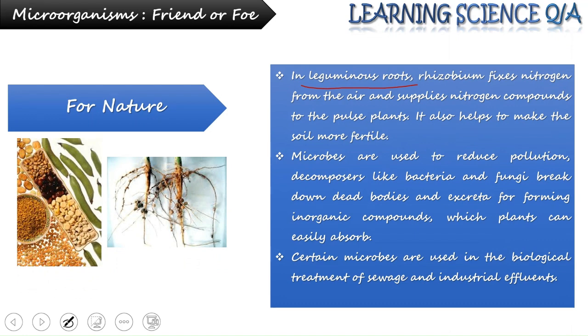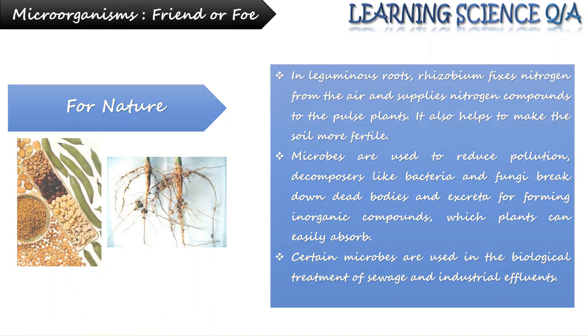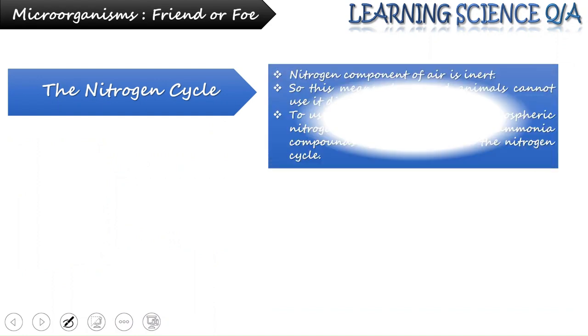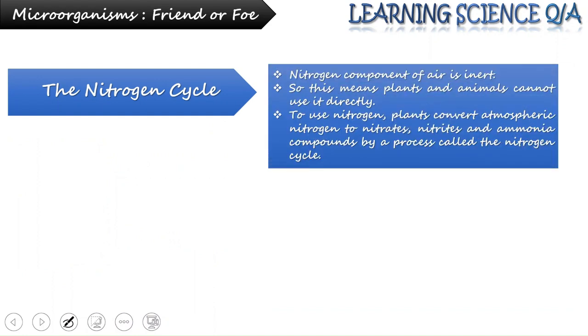Many microorganisms, mainly the anaerobic ones, are useful in the biological treatment of sewage and industrial effluent. In this figure, you can see the small bubble-like structures. These are on the leguminous plant root, and these structures are known as root nodules. Inside these root nodules, the rhizobium bacteria reside. The rhizobium fixes atmospheric nitrogen for the plant.